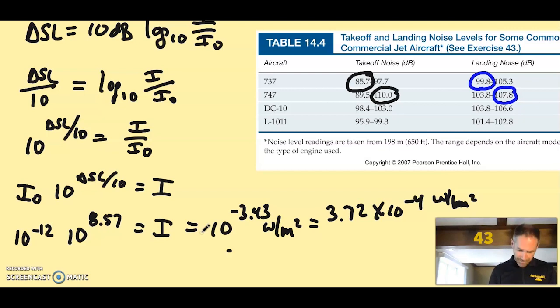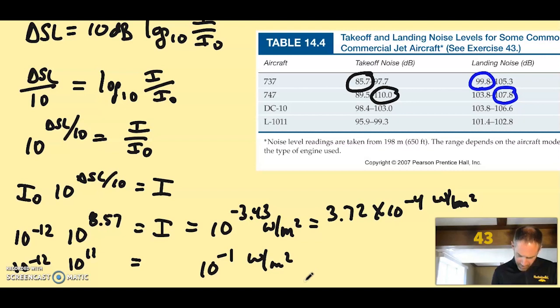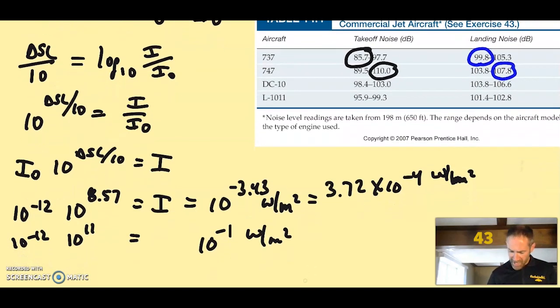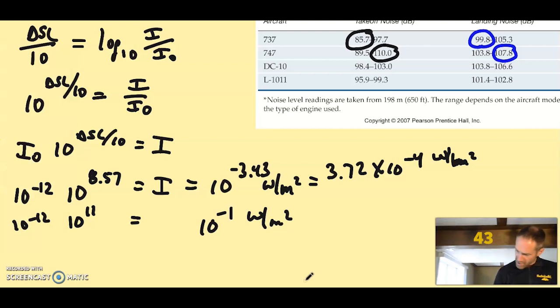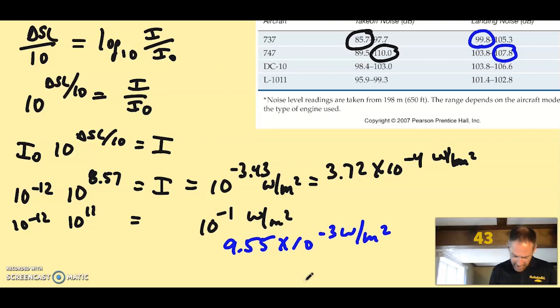And you could just keep going with that. You could put in here 10 to the 11 times 10 to the minus 12. You can see that that one comes out pretty nice. That'll be just 10 to the minus 1 watt per square meter. And then you could do the same thing again with the 99.8 and the 107.8. If you go ahead with those, you end up getting 9.55 times 10 to the minus 3 watts per square meter and 6.03 times 10 to the minus 2 watts per square meter.